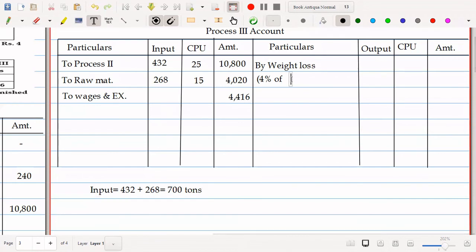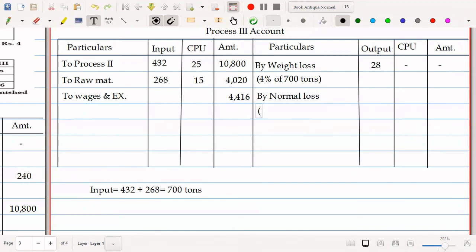4% of 700 tons. So let's calculate. It comes to 28 tons. Again, put a dash here because it doesn't have any resaleable value or any scrap value. Now normal loss. Normal loss is given in the problem.